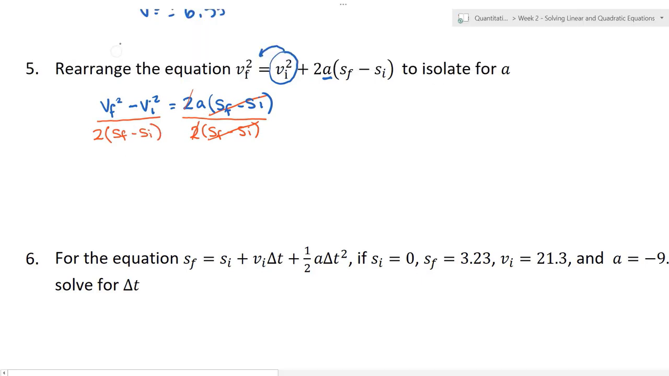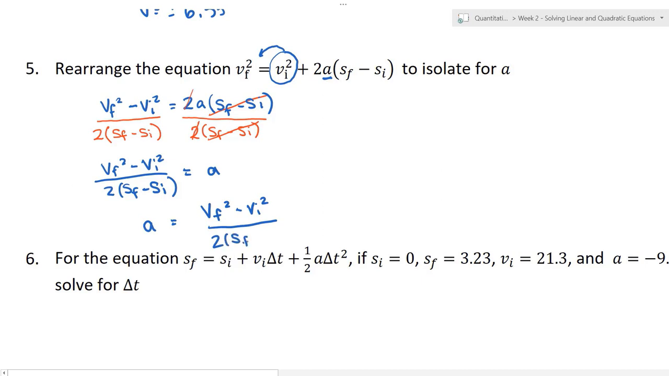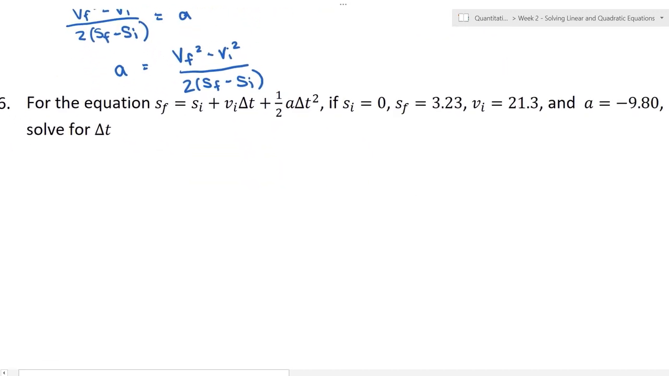And what am I left with? V final squared minus V initial squared over 2(SF minus SI) equals A. So normally when you're isolating for something, you want it to be on the left side of the equal sign. So I'm going to rewrite this just to put it in reverse order. A is equal to V final squared minus V initial squared over 2(SF minus SI). And that's it. Awesome. All right, moving on to question 6.